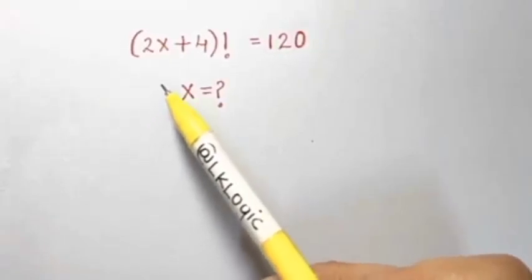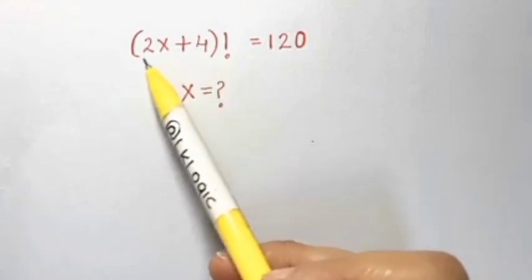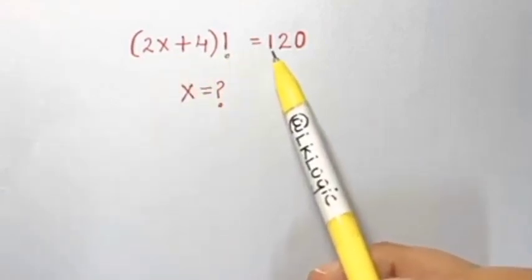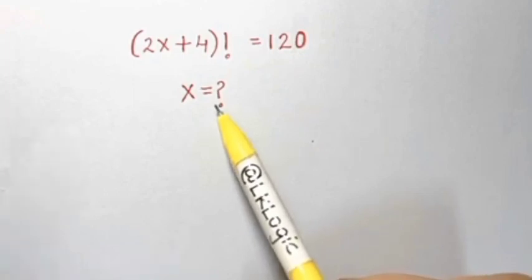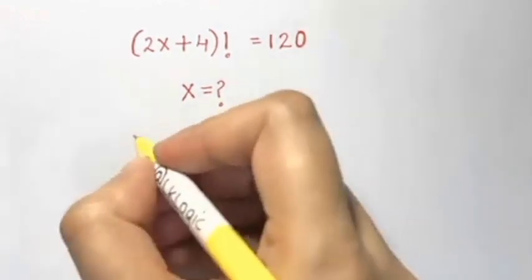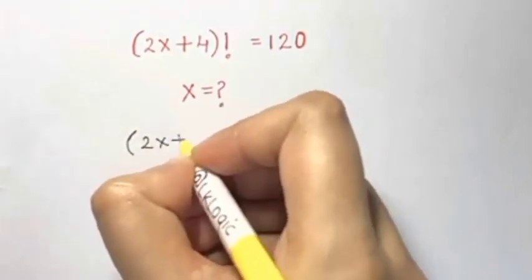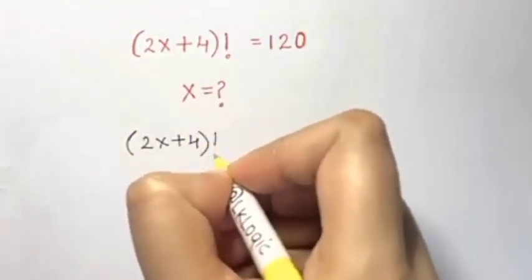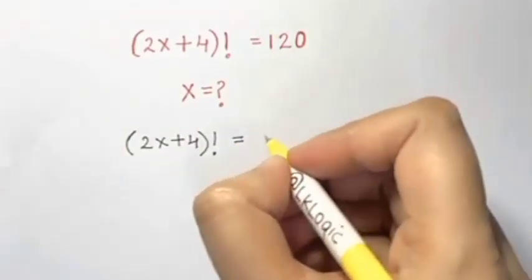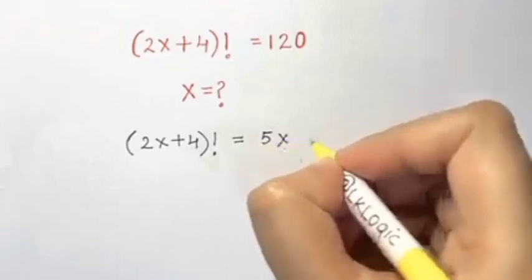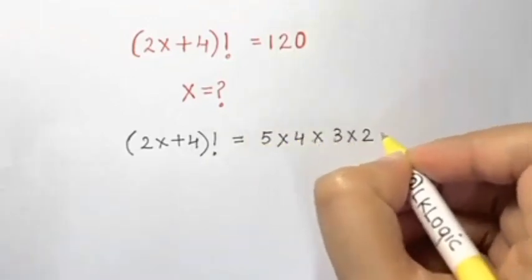Nice math Olympiad factorial question here that says (2x + 4)! is equal to 120. What is the value of x? So here what we're going to do is just write it: (2x + 4)! is equal to 120, which can be written as 5 times 4 times 3 times 2 times 1.